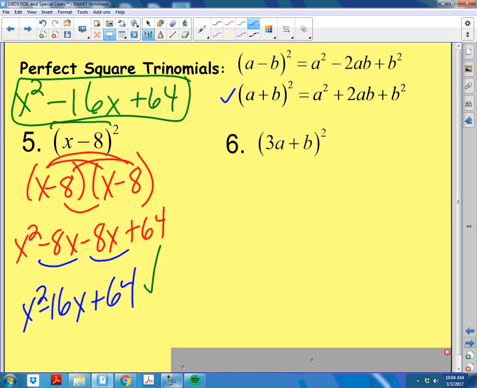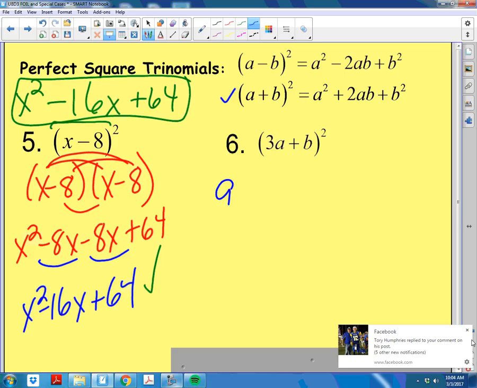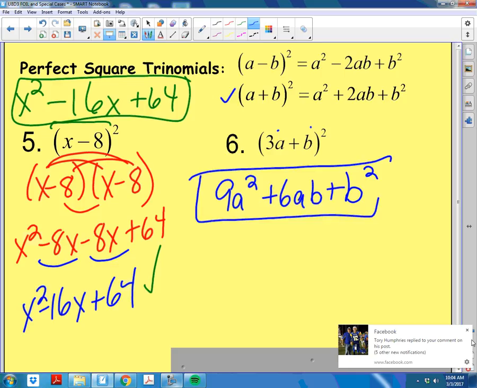Maybe what's my first term? It is 9a squared. Very good. It is 9a squared because it's 3a times 3a. Right? And what's my last term? B squared. So I know b squared is the end. Now I've got to figure out the middle. Right? What is 2 times 3a? 6a times b? 6ab. That's your answer.